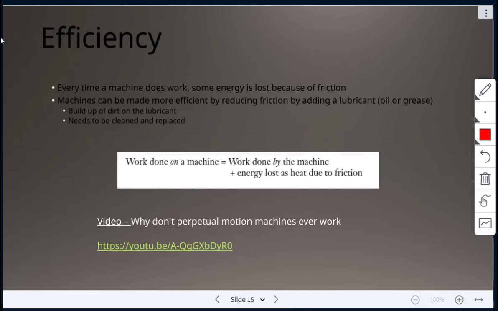Every time a machine does work, some energy is lost. Like we said, it's lost to the environment, usually because of friction and heat. Machines can be made more efficient. You can reduce friction by adding a lubricant like an oil or grease. A downside to using those is that if there's a buildup of dirt on the lubricant, it needs to be cleaned and replaced. So again, work done on a machine is equal to the work that is done by the machine plus the energy that gets lost as heat due to friction.